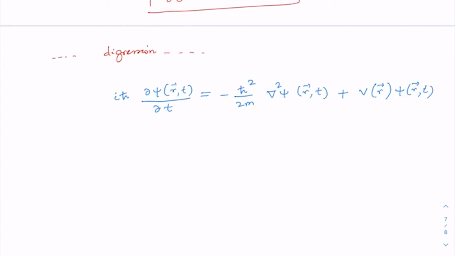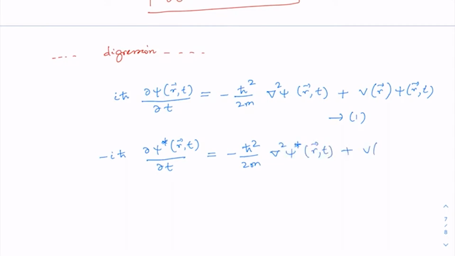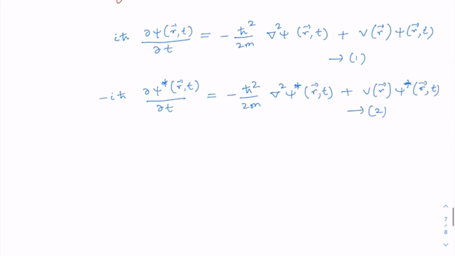Then what we do, let us say this is my equation number 1, and then if I take the complex conjugate of this equation, then I get ψ*(r,t), ∂/∂t, and then here I have ħ²/2m ∇²ψ*(r,t). Then I have V(r)ψ*(r,t). Okay, so let us say this is my equation number 2, and we multiply equation 1 with ψ*, and then multiply this equation 2 with ψ.